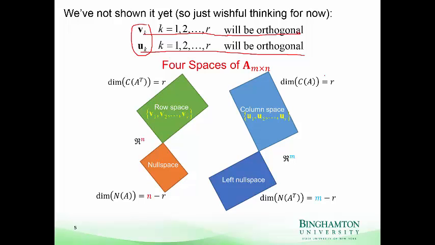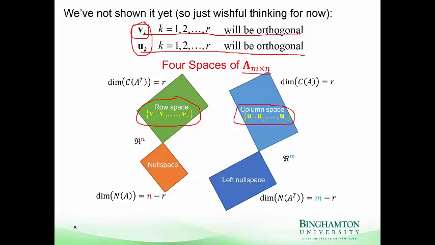And this all links into our wonderful four spaces. That's kind of the centerpiece of all of linear algebra and is driven home in this book. That's one of the reasons that I absolutely love this book. So we've got our M by N matrix A. And what we'll see is that these V sub K live in the row space. We already said that. The V's are in the row space, and we've already said that the U's are in the column space.